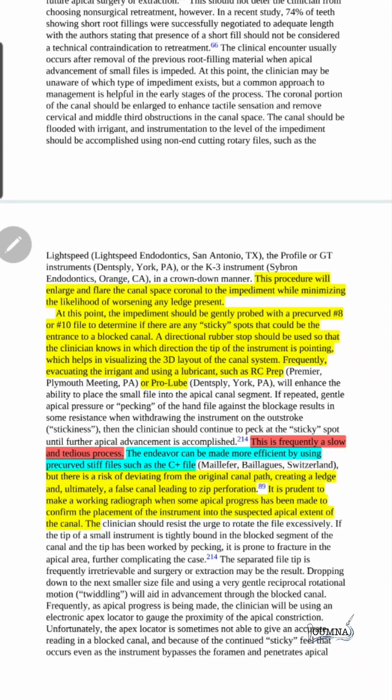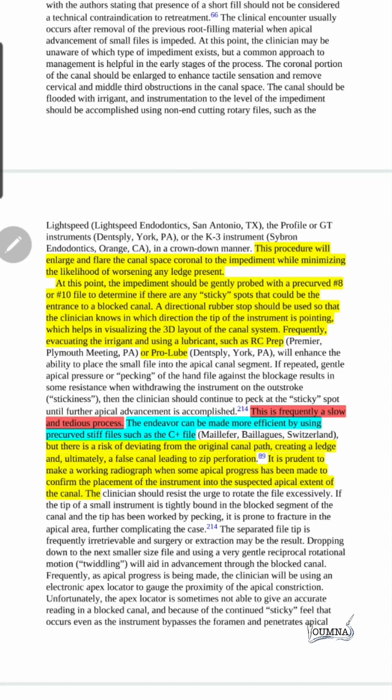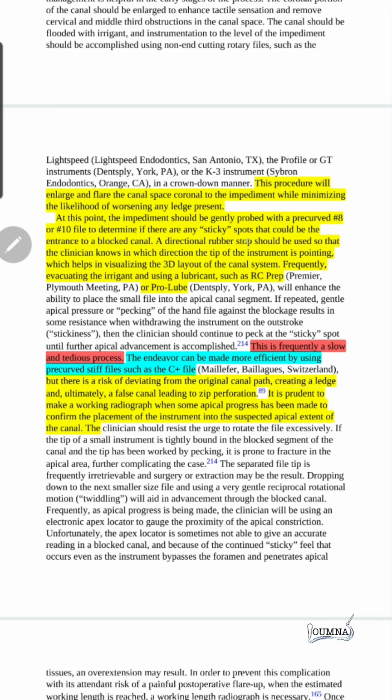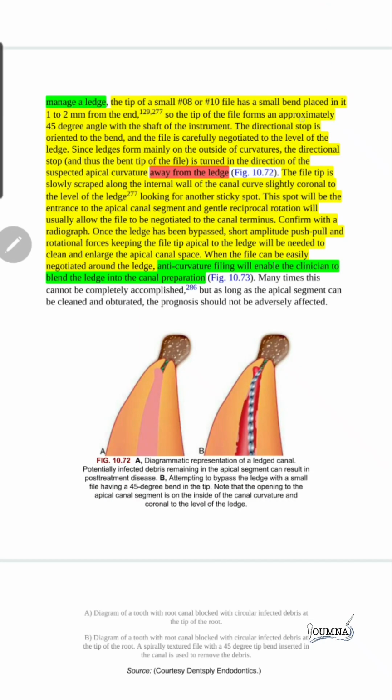Let's read together the procedure. They're saying that we must do the crown down technique to flare up the canal space coronally. Then we start by pre-curving an 8 or 10 file to approximately 45 degrees with the shaft of the instrument. The directional stop is oriented to the bend, and the file is carefully negotiated to the level of the ledge.